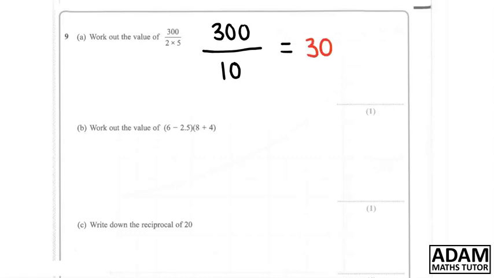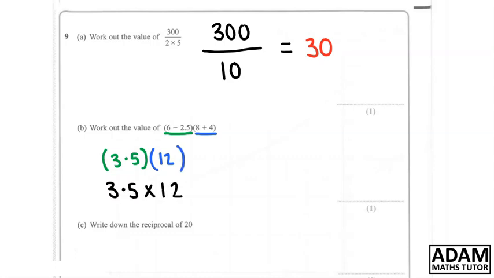Part B. Work out the value of bracket 6 take away 2.5, bracket 8 plus 4. So working each of those parts out separately, the first bracket, 6 take away 2.5 is 3.5, and 8 plus 4 is 12. And when things are written in brackets next to each other, that means that you need to multiply them together. So 3.5 times 12 would be 42.